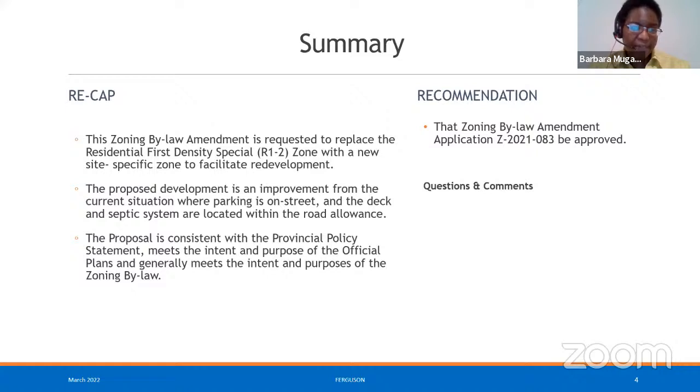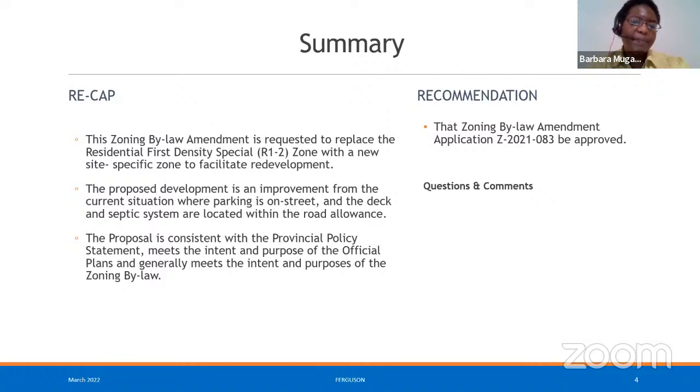So as a summary, this zoning amendment application is requested to replace the residential first density R12 zone with a new site-specific zone to facilitate redevelopment. The proposed development is an improvement from the current situation where parking is on the street and the deck and septic system are located within the road allowance.